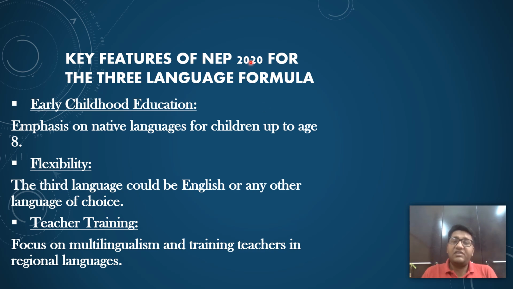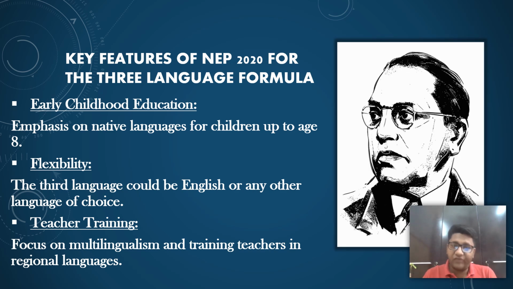Then the key features of NEP 2020 for the three language formula. So mainly three heads they are saying: early childhood education. The emphasis is on the native language for children up to the age of 8. Then the policy should be flexible in such a way that the third language could be English or any other language of the choice of the student. Here the student is the most primary factor.